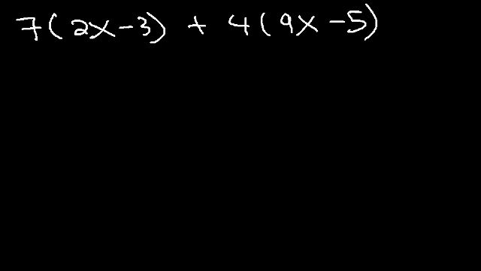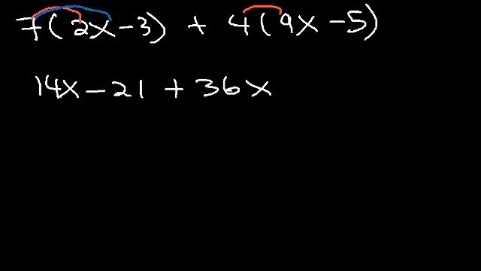Let's try 7 times 2x minus 3 plus 4 times 9x minus 5. Go ahead and work on this example. Simplify this expression. Distribute and then combine like terms. So 7 times 2x is 14x, and 7 times negative 3 is negative 21. Positive 4 times 9x is positive 36x. Positive 4 times negative 5 is negative 20.